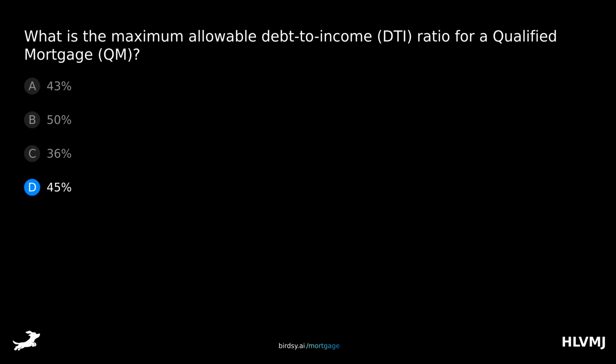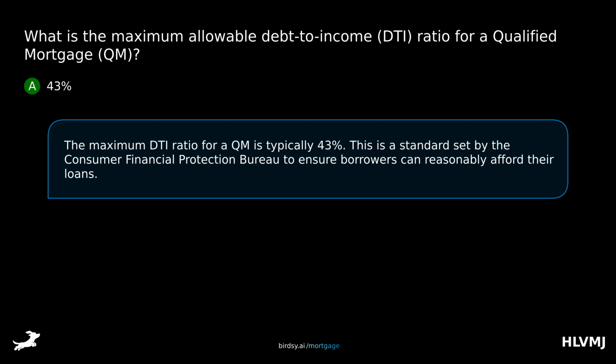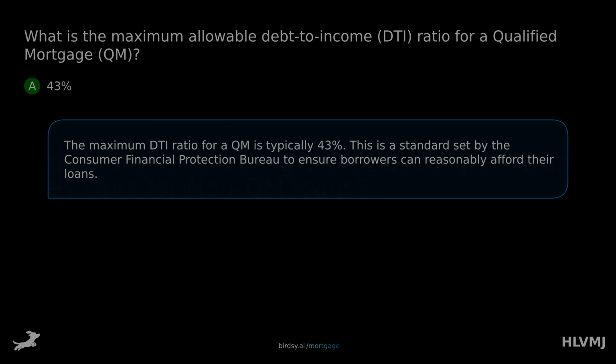The answer is A. 43%. The maximum DTI ratio for a QM is typically 43%. This is a standard set by the Consumer Financial Protection Bureau to ensure borrowers can reasonably afford their loans.